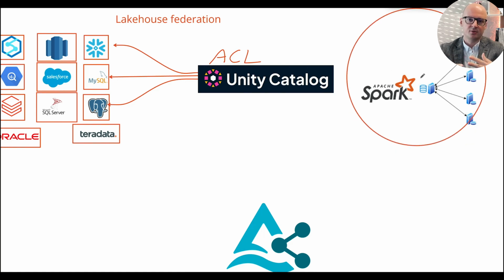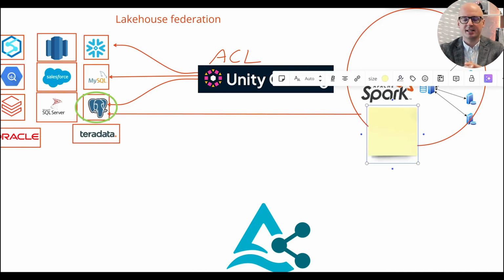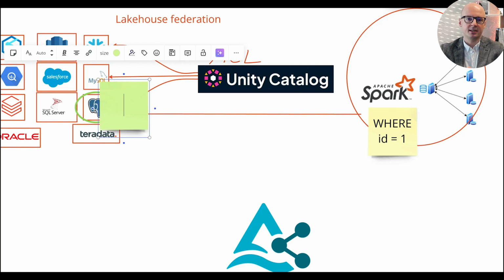Lakehouse Federation uses the power of distributed computing of Spark. It leverages SQL Warehouse. SQL Warehouse optimizes queries which are pushed down to external data sources. So for example, if you use a filter, only the data which is needed will be imported from that database. Here we can see an example with a filter where ID is equal to 1, and that filter is pushed down to external data sources.